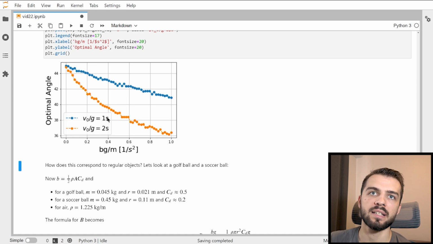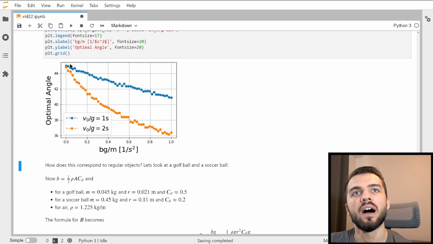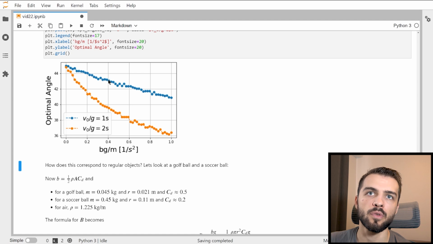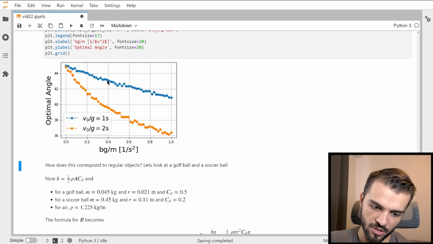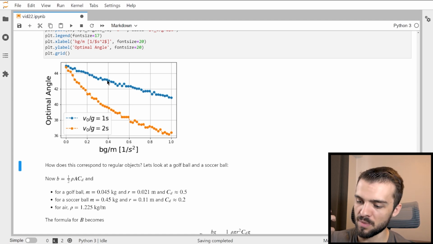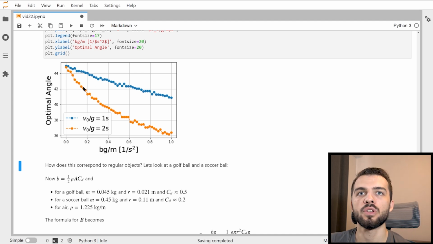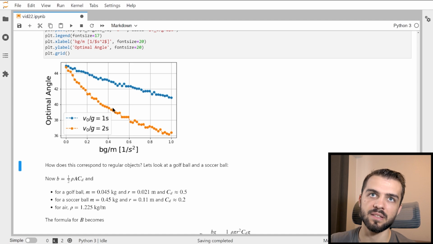When I'm launching it at 9.8 meters per second, which is the blue curve here, it tells me that the optimal launch angle is about 43 degrees. So as you kick it faster, and this makes sense, the friction has more of an effect. And so you want to kick it at a lower angle to negate this friction.